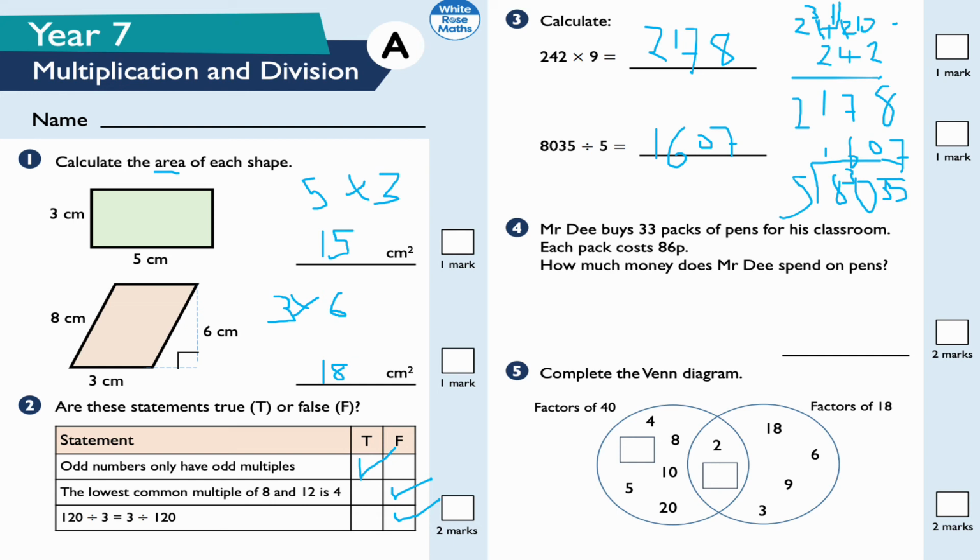Okay. This is question number 4, guys. Mr. D buys 33 packs of pens for his classroom. Each pack cost 86 pence. How much does he spend on the pens? Well, 86 pence times 33. Okay. So I've not got much space here, but hopefully you can follow me. 6 times 3 is 18, so 8 carry the 1. 3 times 8 is 24, add the 1 is 25. Put the 0 there. 5 times 6 is 30, 0 carry the 3. 5 times 8 is 40, add the 3 is 43.